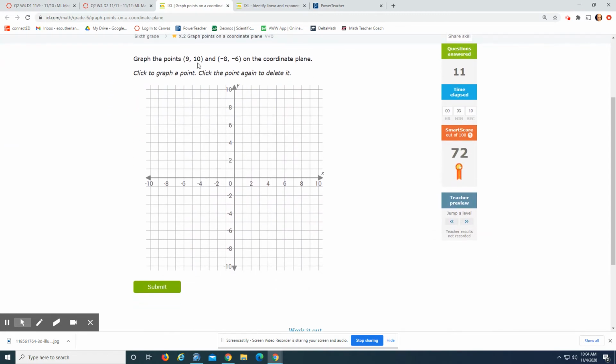Again, we got 9, 10. So I go over to 9 and up to 10. -8, -6. So I go over to -8 to negative, and then down to -6. And so I made a small mistake on the first one. I said +9, and I went to -9. So be careful there. Make sure you're following what it says. Go to +9 and then up to 10.